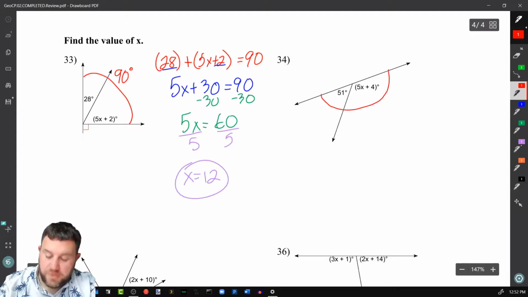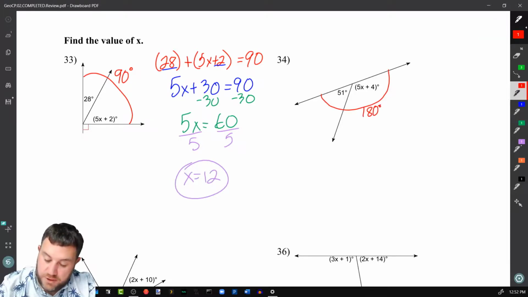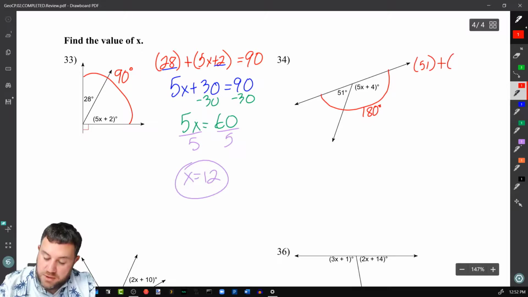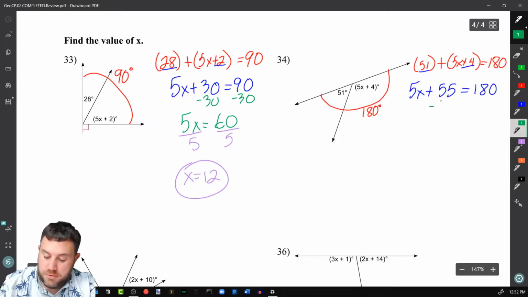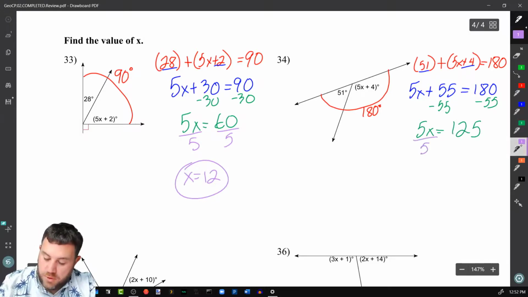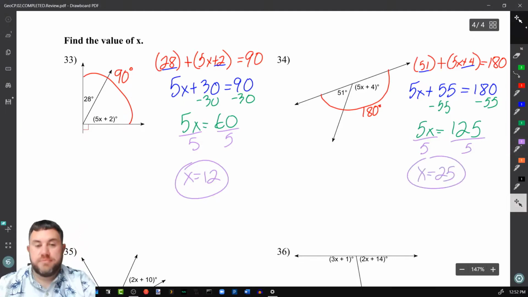For number 34, these are a linear pair, so we know they will add up to 180. So we have 51 plus 5x plus 4 equals 180. Like terms, that would give us 5x plus 55 equals 180. Subtract 55 from both sides, 5x equals 125. And divide by 5, so x will be 25.